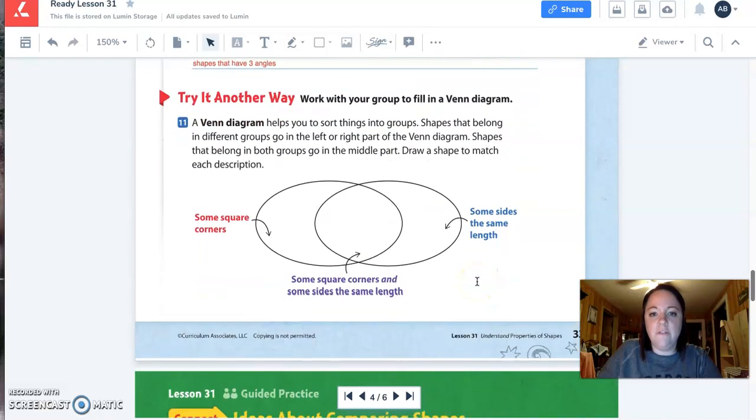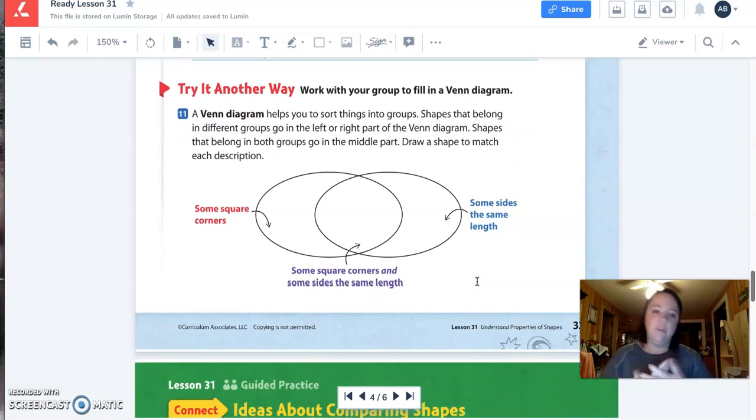All right. Try it another way. Work with your group to fill out a Venn diagram. Of course, you don't have a group right now. If we were in class, we probably would have a group. Okay, so it looks like it helps you sort out things into groups. We know what a Venn diagram is, where we're comparing. We kind of used it in, I think, social studies, and we used it in science with Mr. Roney. Some square corners, and some sides the same length, and some sides that have the same length.